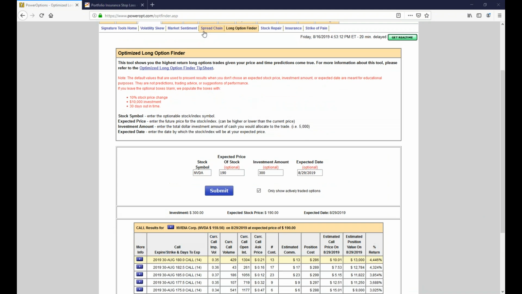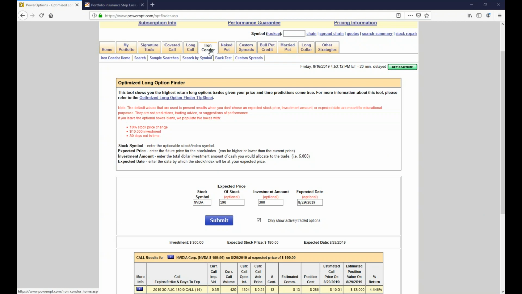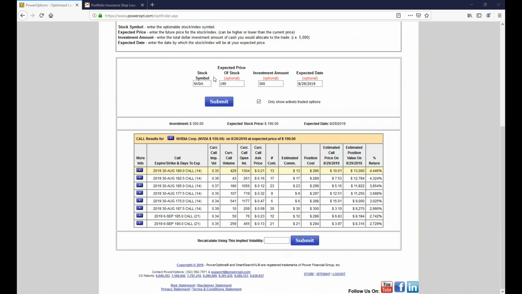And so this tool here, the Long Option Finder, again, under Long Call or Long Put, or under the Signature Tools, put in your stock, your expectation, your investment amount. I used the 300 because that was about the cost of your 165. I'm sorry, your 170 call or your 185s. I could have put 250 in as well. It would just change the contract number, but the percentage return would be the same.